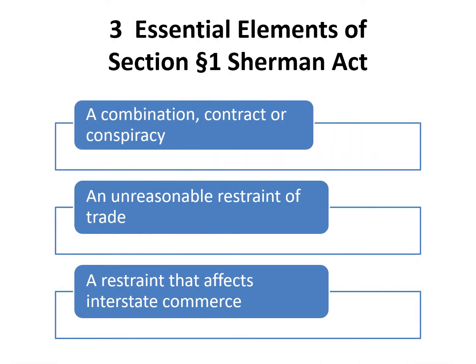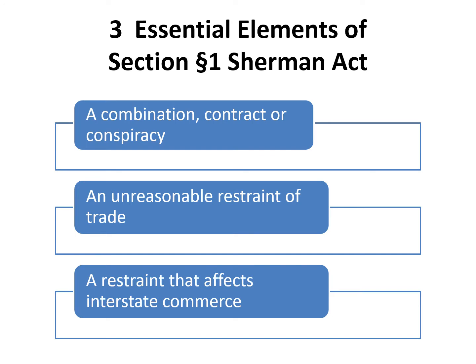Let's look more closely at the elements of a Section 1 Sherman Act violation. First, you have to have a combination, contract, or conspiracy. What does that mean? In order to be charged with a violation of Section 1 Sherman Act, you have to have at least two individuals or two businesses working together. Because in order to have a combination, you've got to have more than one business. So you could have businesses who are working together, combination, or who actually enter into a formal agreement, as in a contract, or who are just conspiring together.